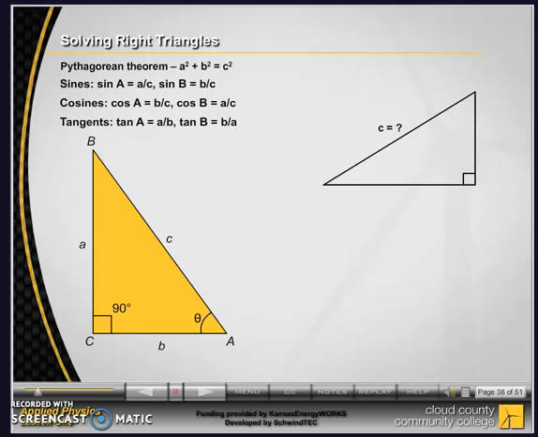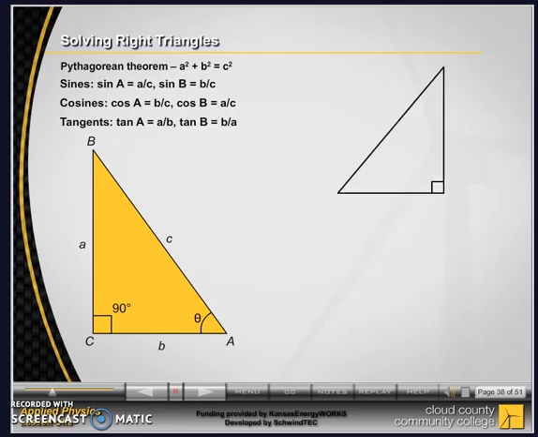For instance, if lowercase a equals 10 and b equals 24, then lowercase c squared equals a squared plus b squared equals 10 squared plus 24 squared equals 100 plus 576 equals 676. The square root of 676 is 26, so lowercase c equals 26.